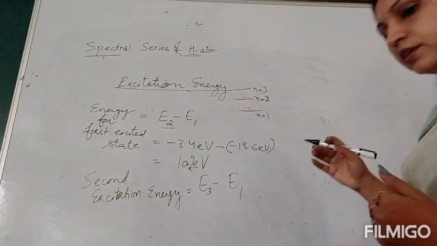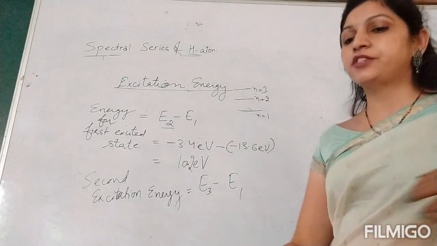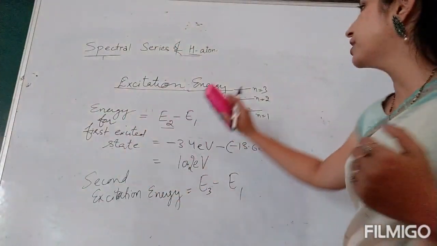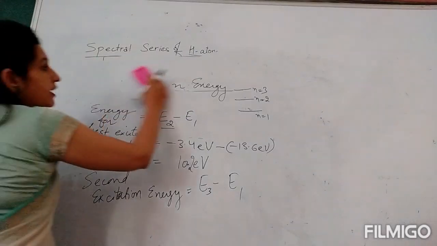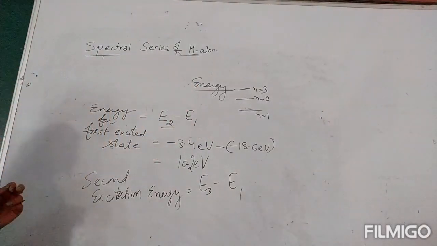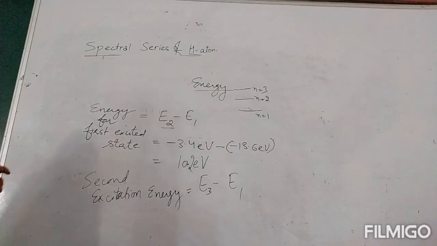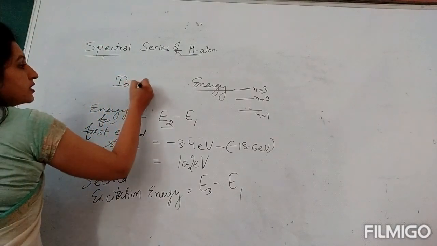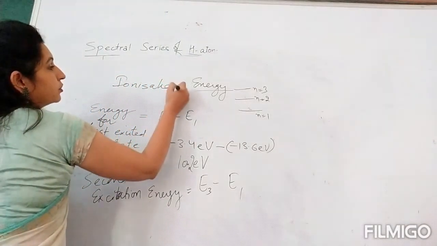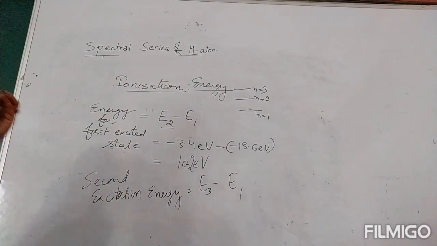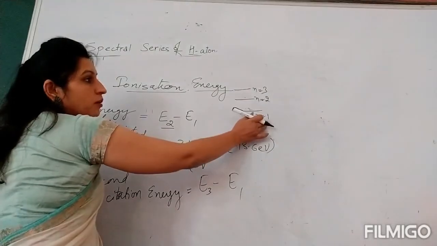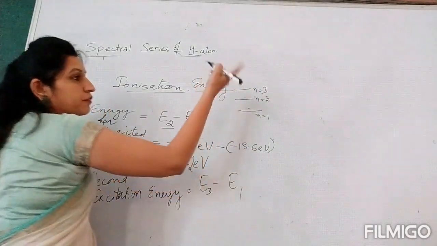Similarly, you can have a quantity called ionization energy. Now what is ionization energy? It is the energy required to free the electron. Now the electron will be free when it goes up to infinity. So next is your ionization energy, the energy required to knock out the electron from the atom. So you want to remove the electron from the first orbit to n equals infinity.